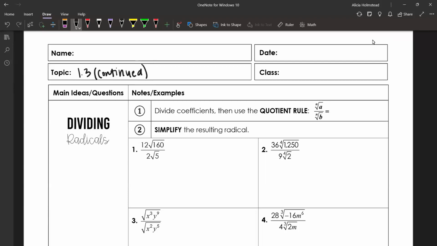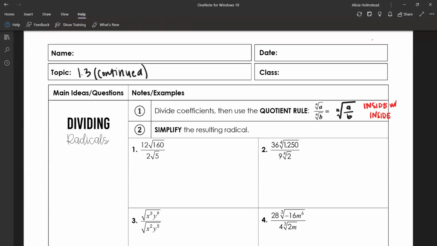So to divide radicals, here are the steps. Step 1, divide the coefficients, then use the quotient rule, which says that if you have radicals with the same index, you can divide their insides. So again, this is an inside with inside kind of a thing. When dealing with radicals, it's always outsides with outsides, insides with insides. And then step 2 is to simplify the resulting radical.